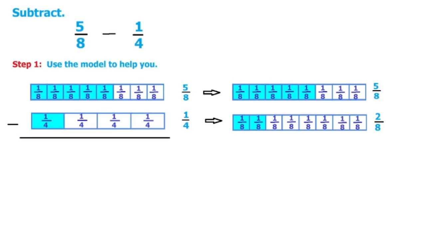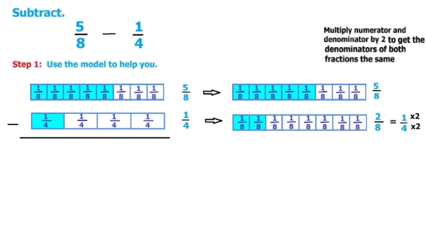So how did we get there? It's the same as taking the quarter here and multiplying the top and bottom by 2. Multiply numerator and denominator by 2 to get the denominators of both fractions the same. That was the goal, so that we could now do the subtraction.